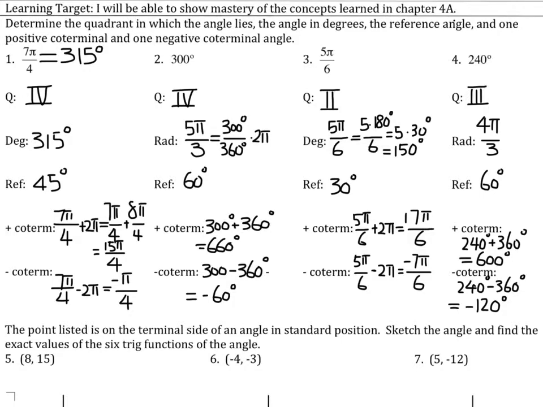The reference angle: 240 minus 180, so that's 60 degrees. Positive coterminal angle: 240 plus 360, I have 600 degrees. Negative coterminal angles: 240 minus 360, that's negative 120 degrees.